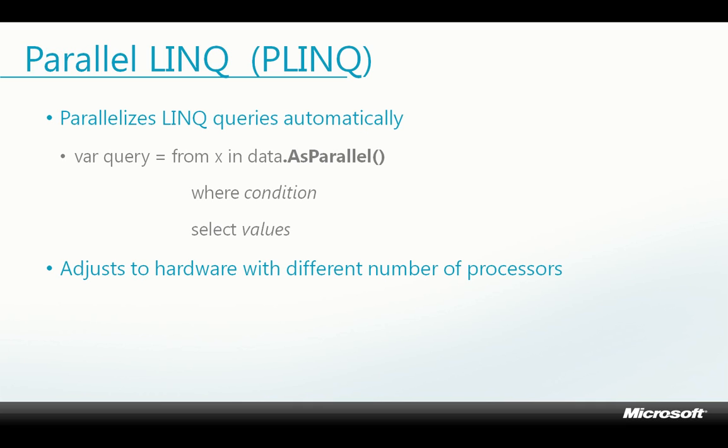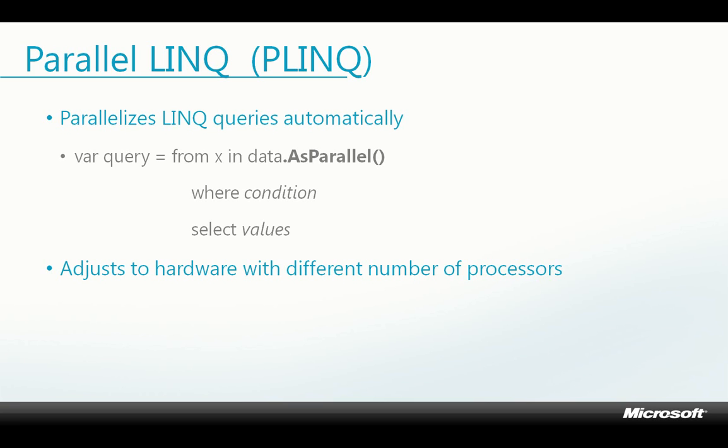LINQ, that's Language Integrated Query, is increasingly popular because it's an easy way to add data querying to your .NET code. And now there's PLINQ, Parallel LINQ, and it parallelizes your LINQ queries. You just use a little extra code, a little different code, to tell LINQ to parallelize wherever it can, and then PLINQ makes the decisions about what parts of your query can be parallelized and how to do it. You don't have to write any of that code yourself.